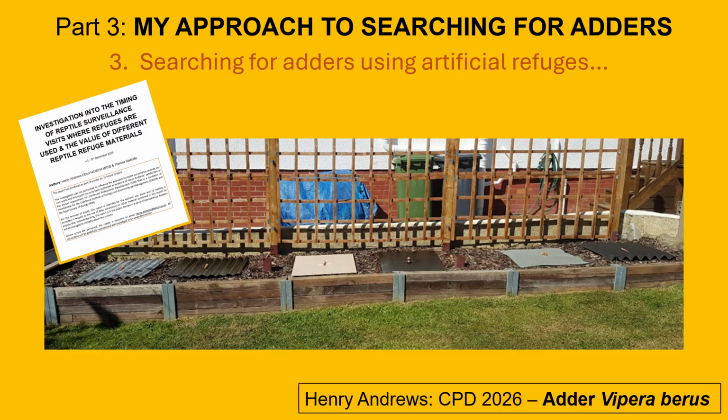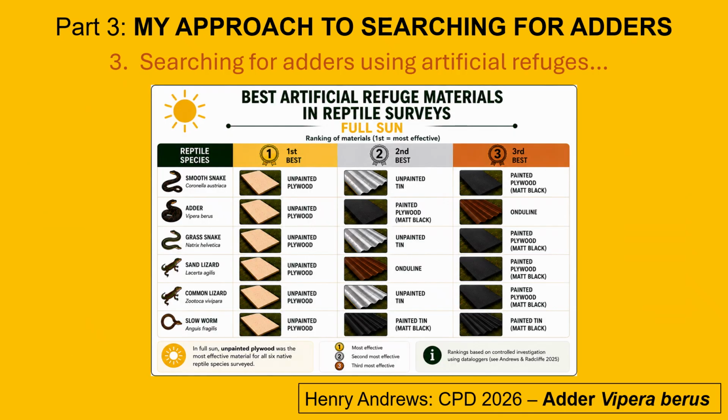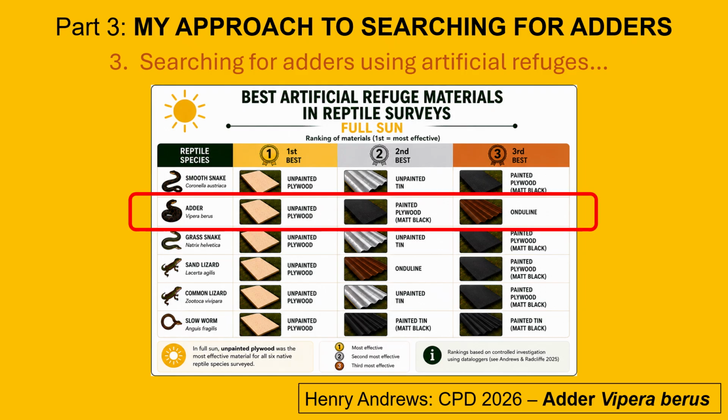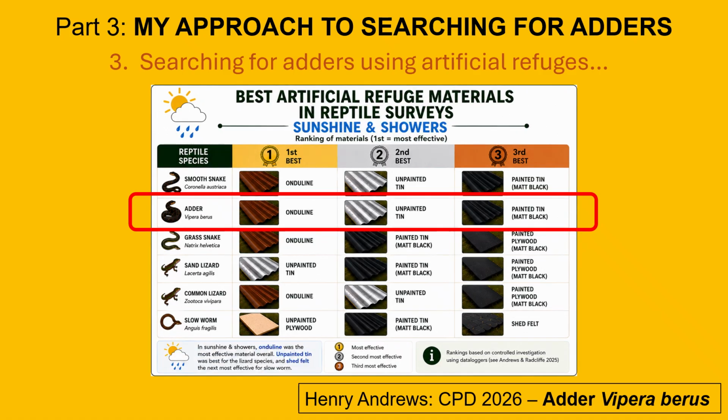We actually looked at this in terms of the reported selected body temperature for all our native reptile species. But focusing on the adder, we found that in full sun, the unpainted plywood delivered the adder's selected body temperature for the greatest proportion of the day, with painted plywood second and onduline third. However, in sunshine and showers, the bitumen-derived onduline refuges delivered the selected body temperature for the greatest proportion of the day, with unpainted corrugated tin a close second and painted corrugated tin third.